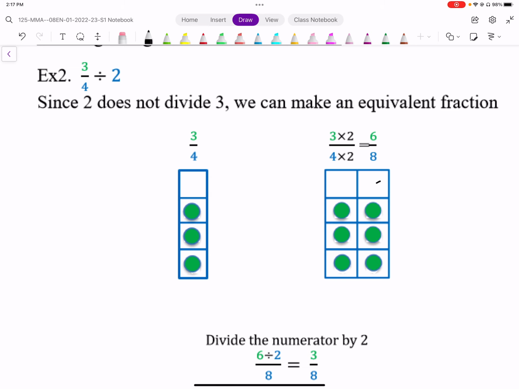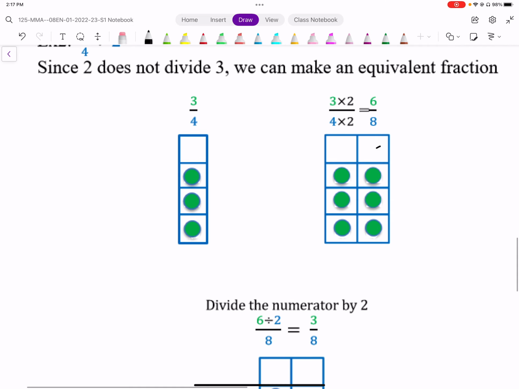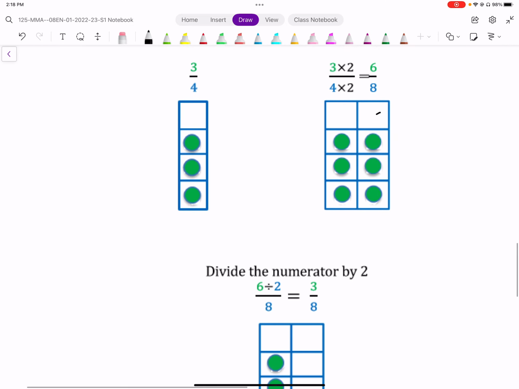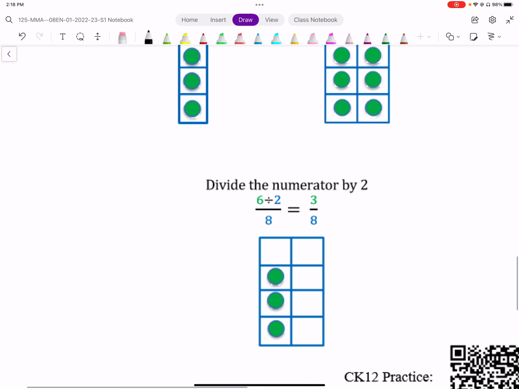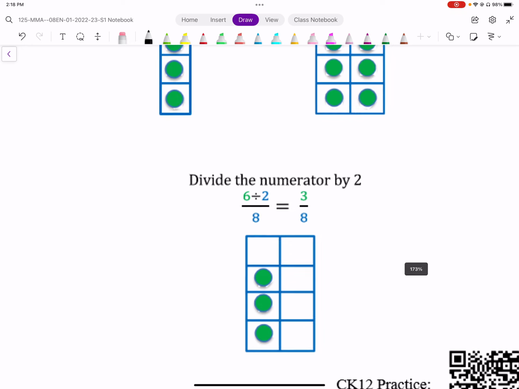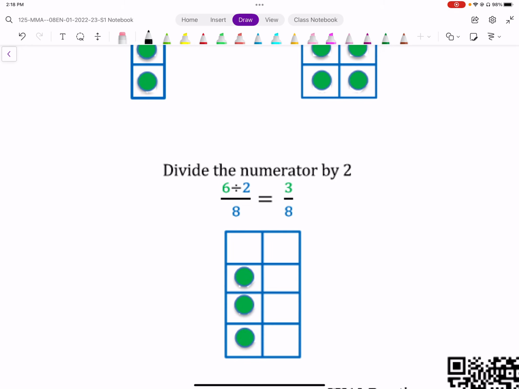And that gives us 6 parts. And those 6 parts can now be divided by the divide by 2. So if I want to do 3 quarters divided by 2, I can convert it into 6 eighths. And then I can take half or divide by 2 the number of parts. And so I end up with 6 divided by 2. That leaves me with 3 parts. And the 8 parts are the whole. So when I have 3 quarters and I divide by 2, the answer is going to be 3 over 8.